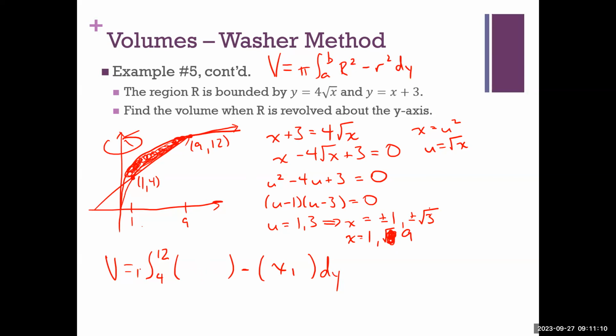So in this case, my outer function is going to be the line, but can I write it as x plus 3, or do I have to do something else? Got to be y minus 3, right? So basically, I have to isolate both of these equations. Isolate x in both of those equations. So y minus 3 squared minus what other thing? If y equals 4 radical x, then what do I get when I isolate x in that equation?